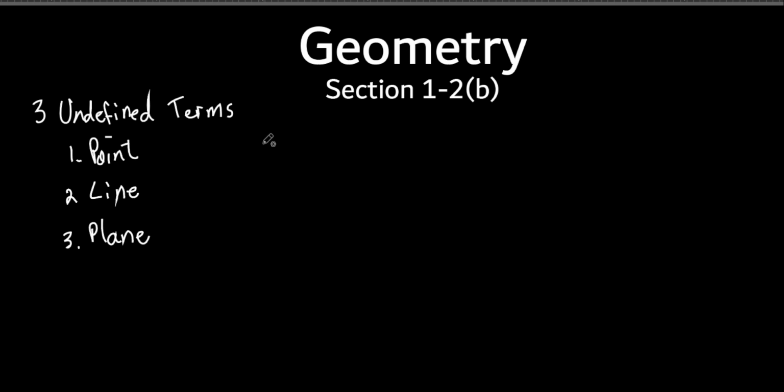So let's review just quickly. It's been a couple days since we've been in here, since we had the convocation thing yesterday. So a point is a location, and we use a capital letter. Now, I use the letter P, but you don't have to. You can use any letter. It doesn't make any difference. So we use a capital letter to represent a point.